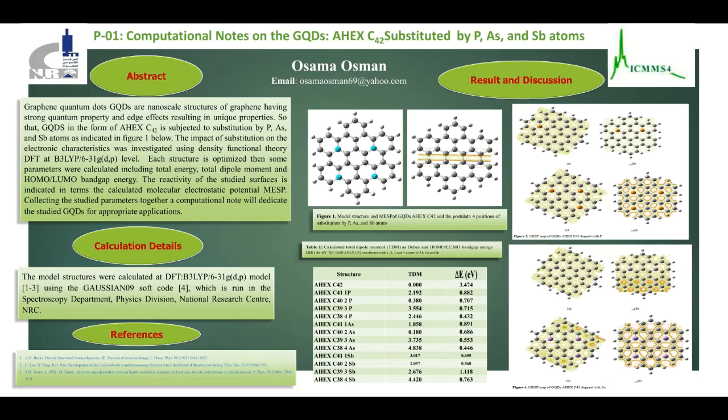Each structure is optimized, then some parameters are calculated, including the total dipole moment, the highest occupied molecular orbital and lowest unoccupied molecular orbital bandgap energy, and the molecular electrostatic potential. The reactivity of the studied surfaces is indicated in terms of the calculated molecular electrostatic potential, MESP. After collecting the studied parameters together, a computational note will dedicate the studied GQDs to appropriate applications.